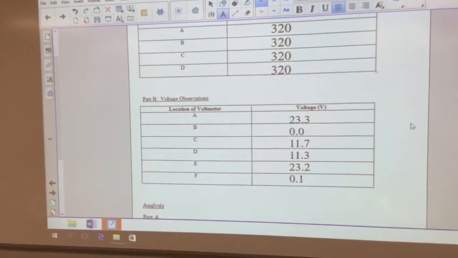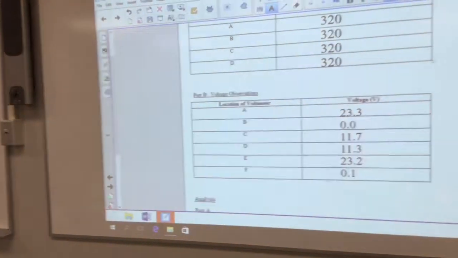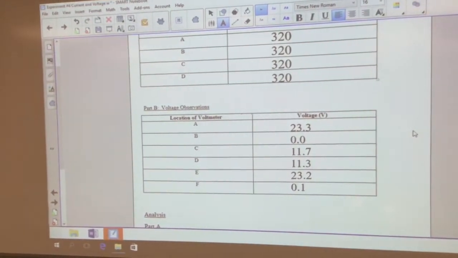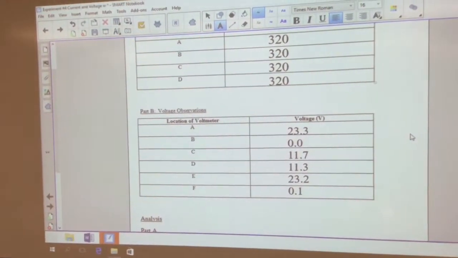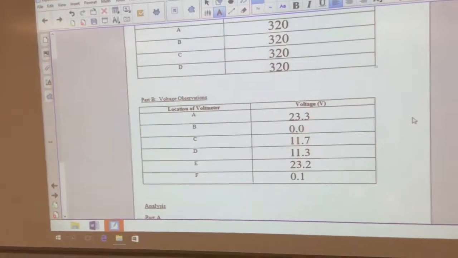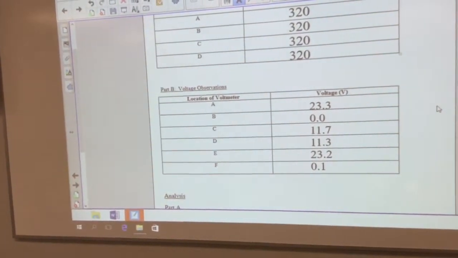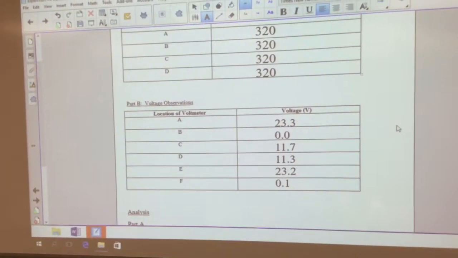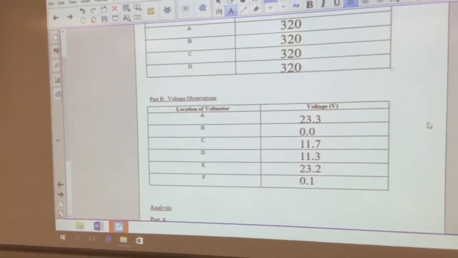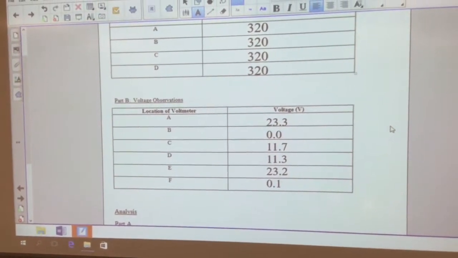Also, if we take the individual voltages across the bulbs, 11.7 plus 11.3, that equals 23 volts, which is again approximately the same as the voltage across the two together. So the two bulbs separately added together give you the total voltage drop across both bulbs and across the power supply. That's important to note.